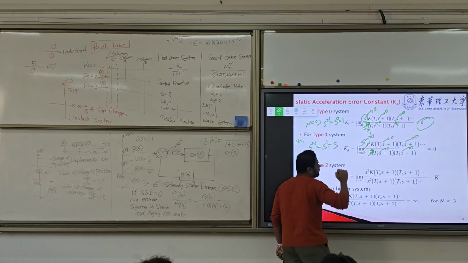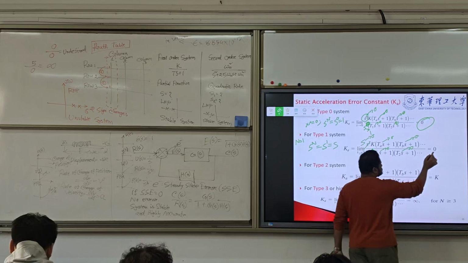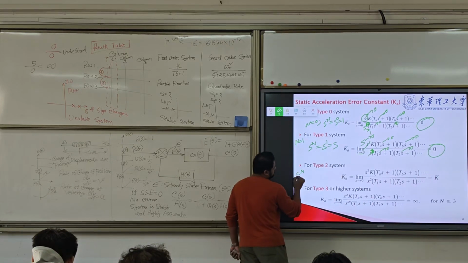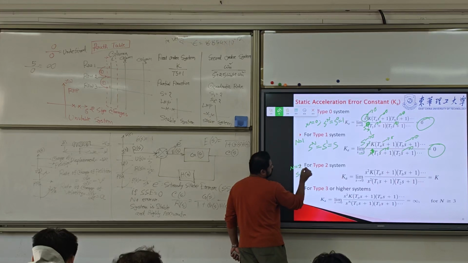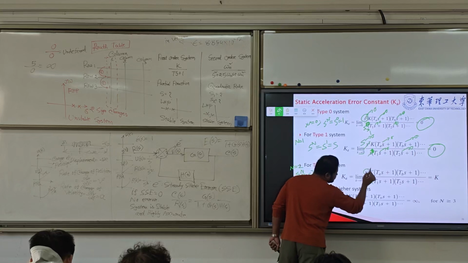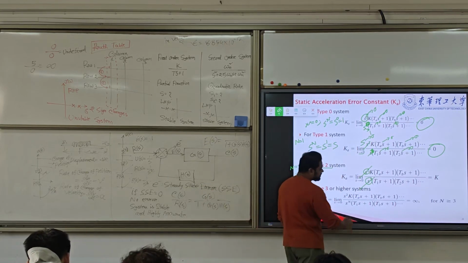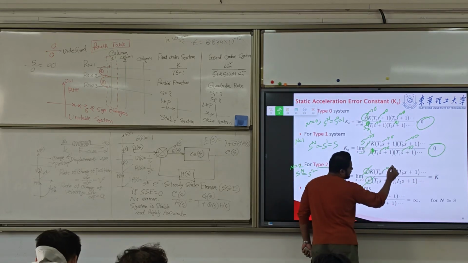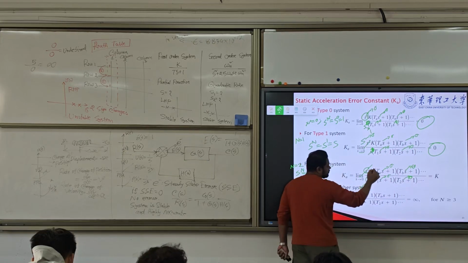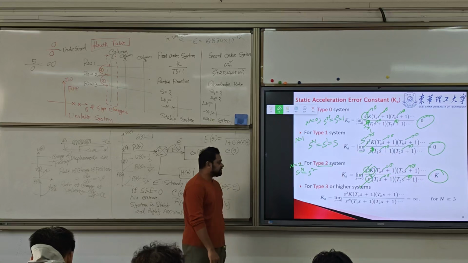Put the limit. Here we have 0 values, again 0. Next, Sn, here n equal to 2 for type 2. So it is s squared. Here, s squared is gone. Now it will not be 0, because this s term is gone. So put s. All the value is 0, we have a k. So it is k, a finite value.